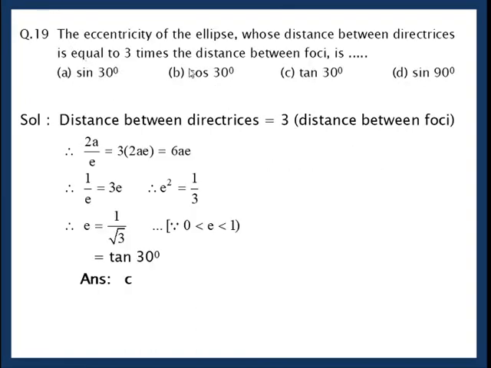The eccentricity of the ellipse whose distance between directrices is 3 times the distance between foci is. Now use the condition. What is the distance between directrices? 2a/e, 3 times 2ae. So that gives me 2a/e equal to 6ae. Simplify. That gives me e as 1/√3. Now instead of giving the values, they have given them as trigonometric functions of angles. What is sin 30°? Half. What is cos 30°? √3/2. Tan 30°? 1/√3. Sin 90°? 1. So what is the correct option? It is C, Calcutta.